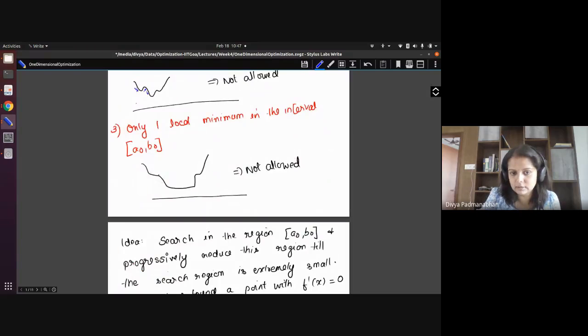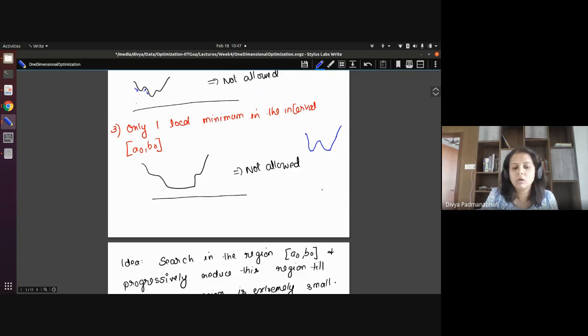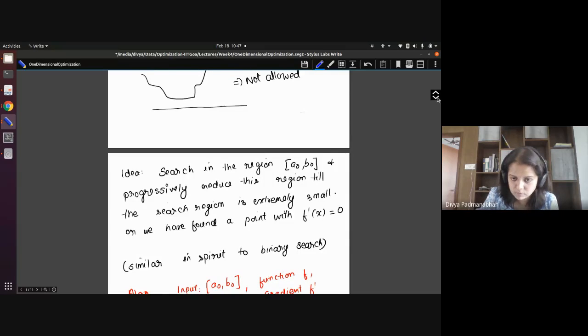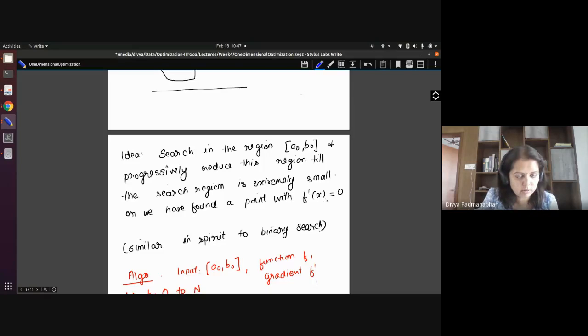Okay, so here all these points are local optima, and you also can't have something of this form, where these both are local optima. So as I said, you search in this region progressively until this interval becomes very small, or you have found a point with the gradient as zero, or the derivative is zero.